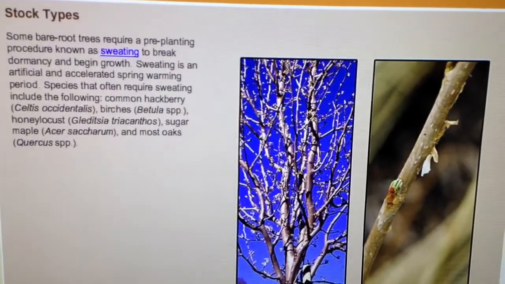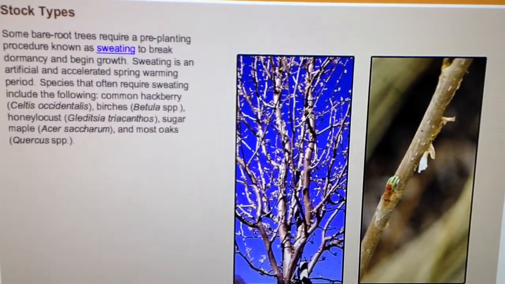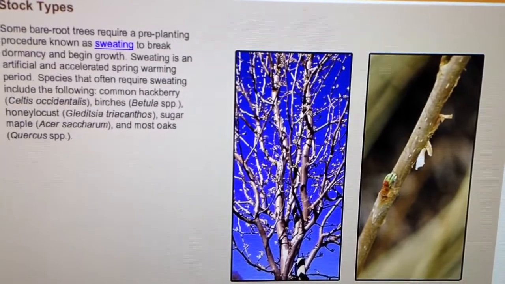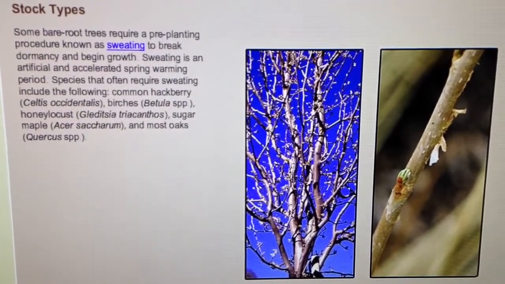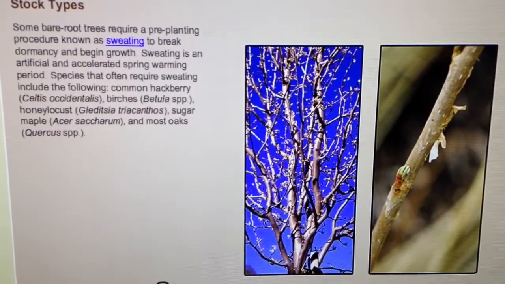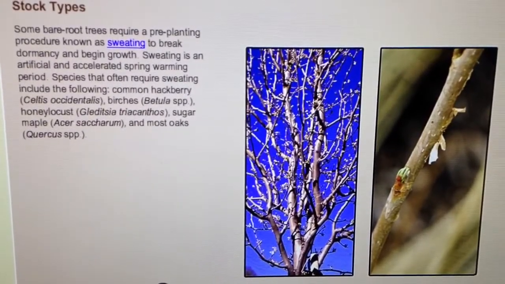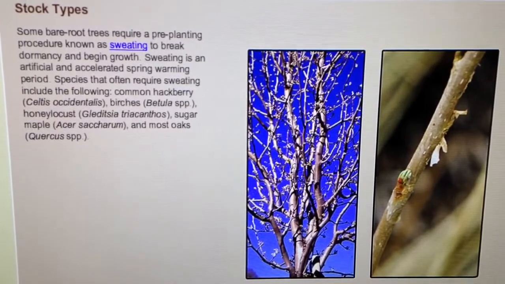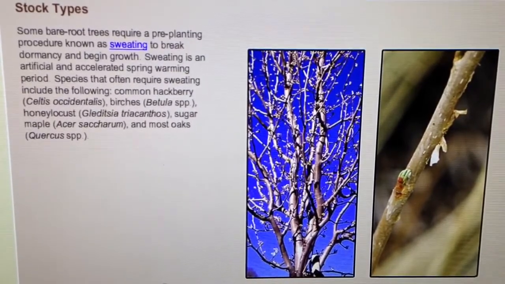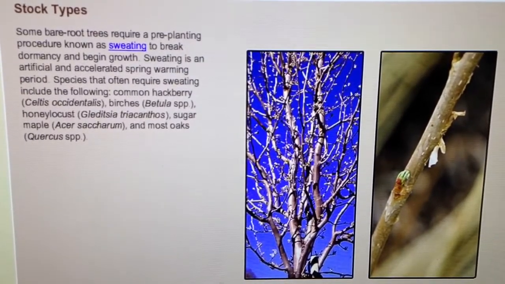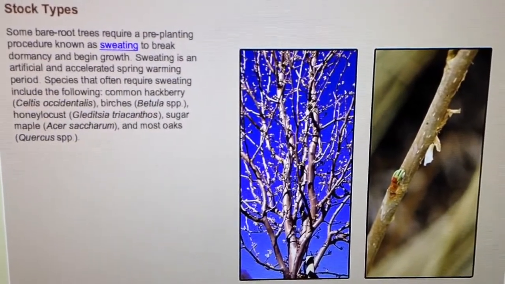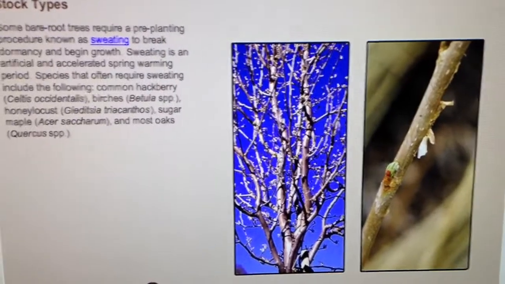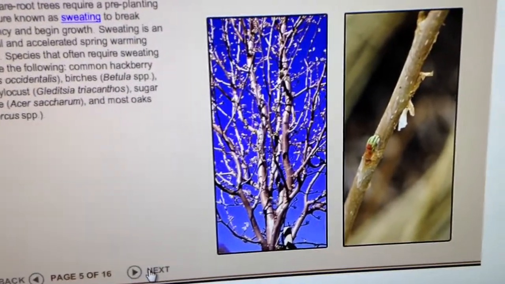Some bare root trees require a pre-planting procedure known as sweating to break dormancy and begin growth. Sweating is an artificial and accelerated spring warming period. Species that often require sweating include the following: common hackberry, Celtis occidentalis, birches, Betula species, honey locust, Gleditsia triacanthos, sugar maple, Acer saccharum, and most oaks, Quercus species.